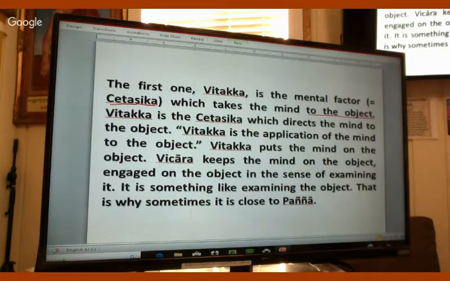Is that the same as receiving consciousness in the sense sphere? Receiving consciousness is a consciousness, while Vitakka is a mental factor. Chitta and Chetasika are different. This is a Chetasika, and Vitakka is a Chetasika.